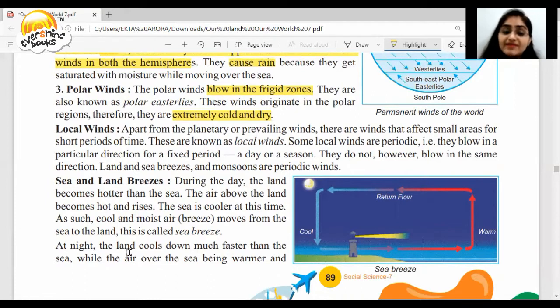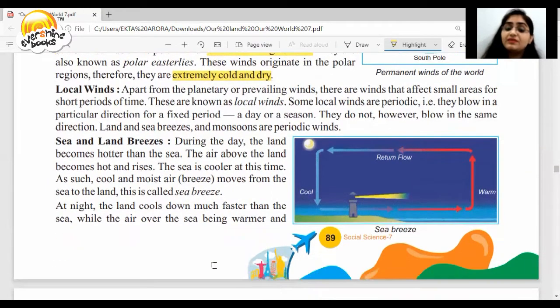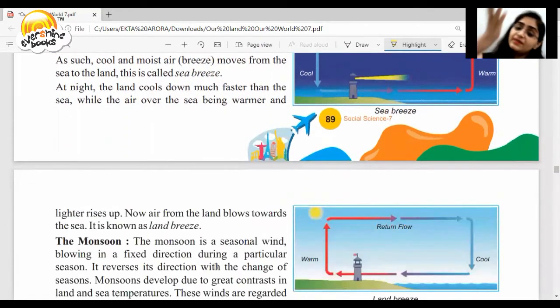At night, what happens? Land cools down much faster as compared to the sea. So the air over the sea, being warmer, lightens up and rises up. So air from the land blows to the sea. So this is called land breeze. Simple.